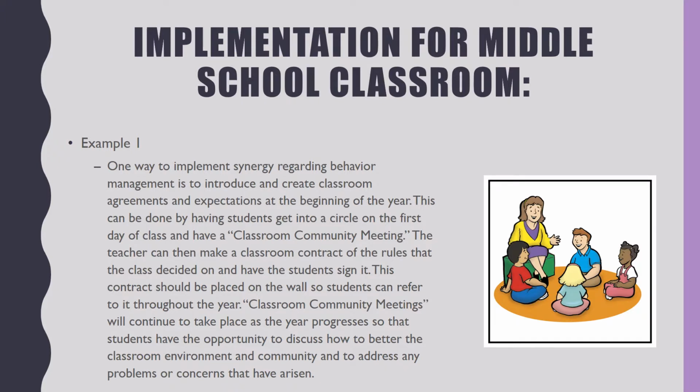The teacher can then make a classroom contract of the rules that the class decided on and have the students sign it. This contract should be placed on the wall so that students can refer to it throughout the year. Classroom community meetings will continue to take place as the year progresses so that students have the opportunity to discuss how to better the classroom environment and community and to address any problems or concerns that have arisen.